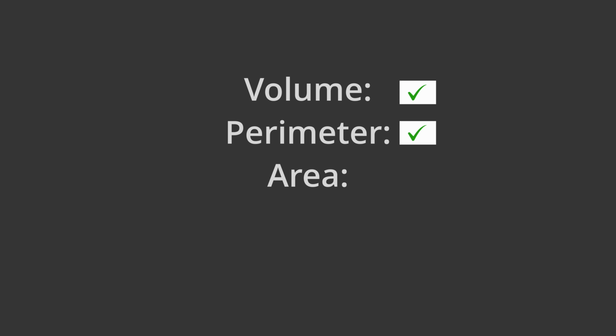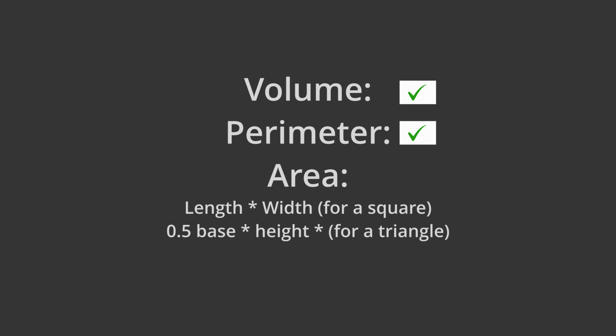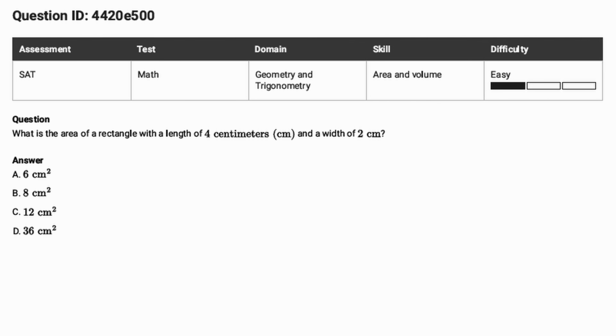Area typically for a rectangle is just length times width. For a triangle, it's 1/2 times base times height. And for everything else, you will have it on the reference sheet. What is the area of a rectangle with a length of 4 centimeters and a width of 2 centimeters? So length times width, right? 4 times 2, 8. And B is our correct answer.